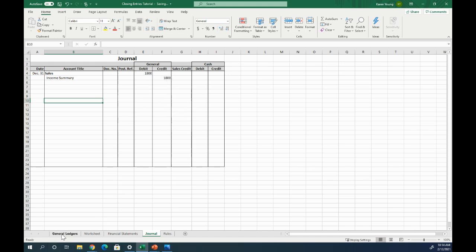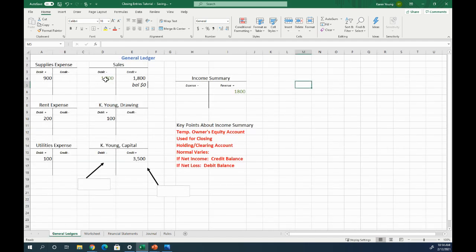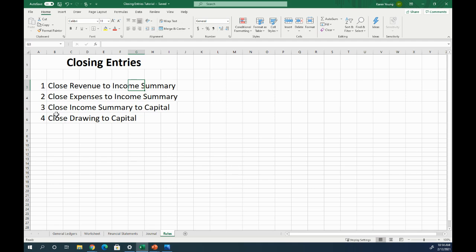This is the journal entry. If I were to post, this is how it looks. I'm doing it backwards, I realize, but that's the only way to explain this. This is how it looks in my general ledger. Okay? First closing entry, done. Let's go to my second one.